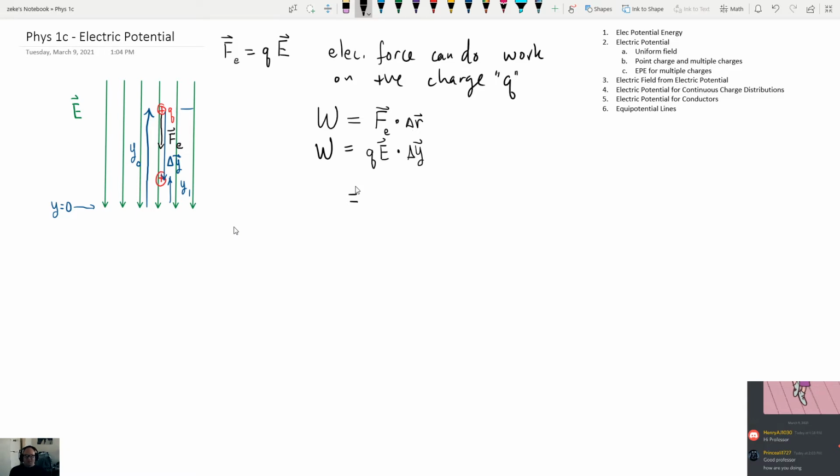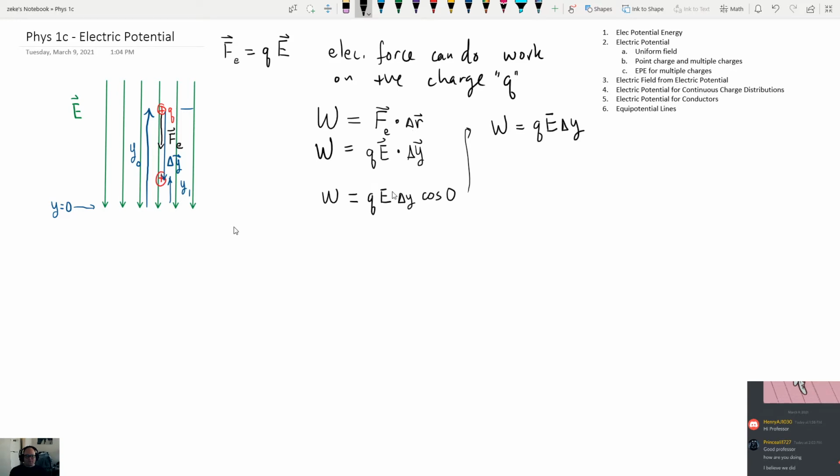Okay. So to do dot products, you just take the magnitude of one vector and multiply by the magnitude of the other vector, in this case, just delta y. And that's pretty much it. In this case, you'd also multiply by the cosine of the angle between the two of them, but the angle's 0, so this just becomes 1. So as a final result, the work is equal to Q times E times delta y.